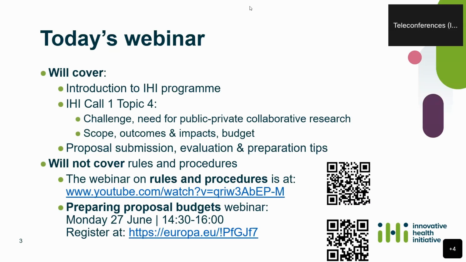As Tom said, in this webinar I'm going to cover various things about the topic, but I'm going to start by introducing IHI for those of you who are not familiar with the program. And then on the topic itself, I'll go through some various aspects, including the challenge, why we think it's a topic that should be funded under IHI, and then the scope, the expected outcomes and impacts, and finally a little bit on the budget. And then to finish the webinar, I'm going to give you some tips on how to submit a high quality proposal, a little bit about how the evaluation works, and finally some tips on identifying consortium partners, which is crucial in IHI projects.